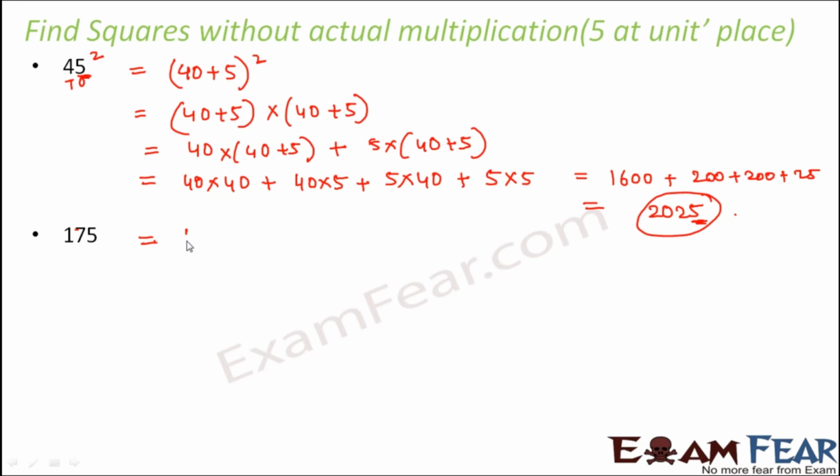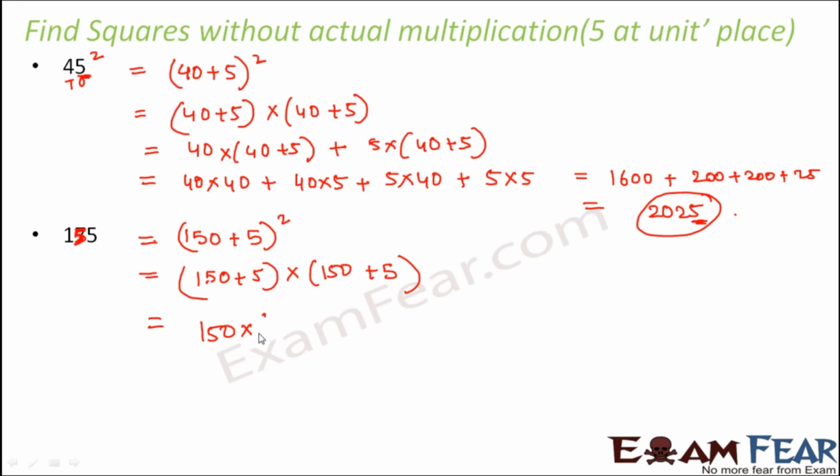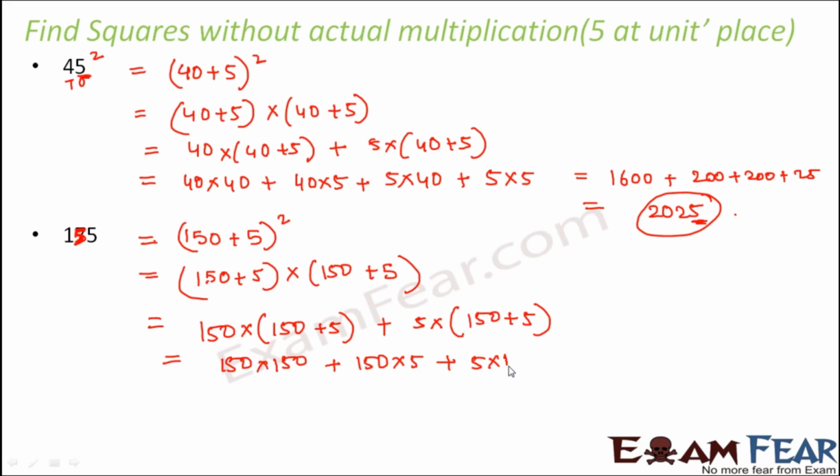So let's say that we take 155. So 155 would be (150 plus 5) whole square. So that would be (150 plus 5) multiplied with (150 plus 5). Okay, I think it was 175. Okay, now let's consider it 155 because we already started off with the calculation. So this can be written as 150 multiplied to (150 plus 5) plus 5 multiplied to (150 plus 5). So this becomes 150 into 150 plus 150 into 5 plus 5 into 150 plus 5 into 5.